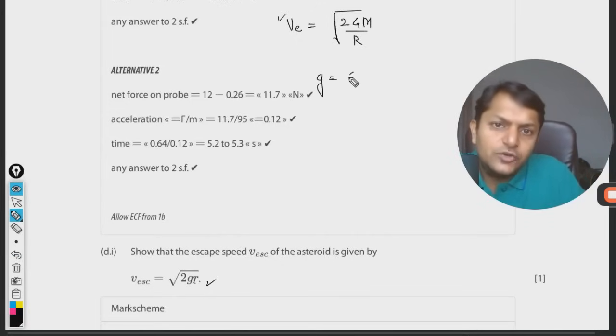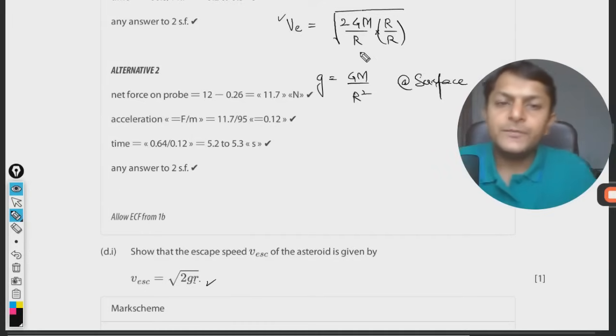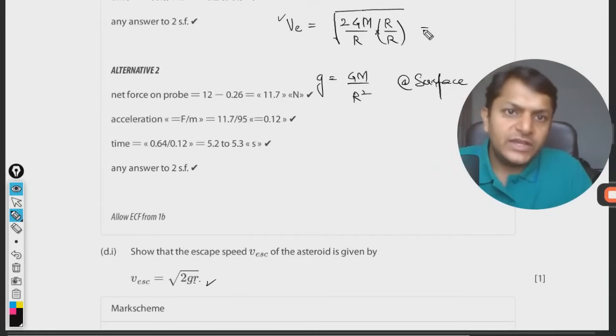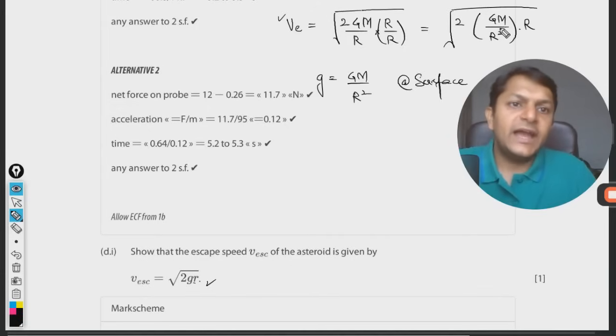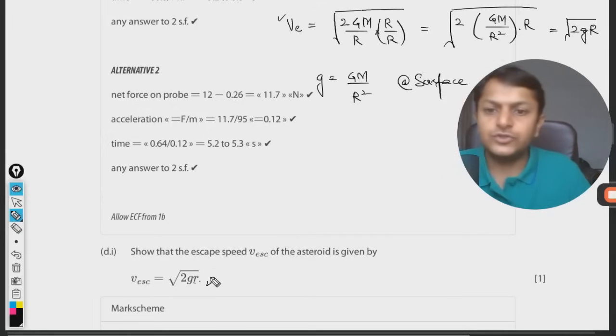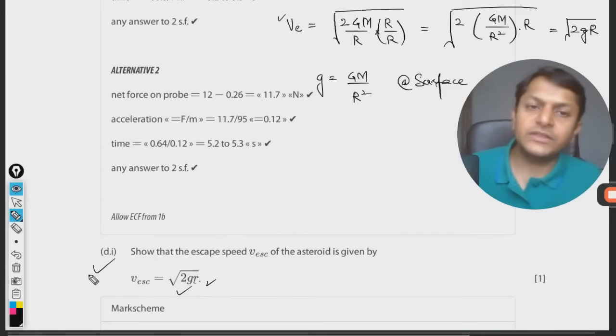Now g value can be written as GM divided by r square at the surface, and so I want to find GM by r square. So what I do here, I multiply both sides within the square root, the numerator and the denominator, with r, and so this becomes r square. So we can club it like this: 2 GM divided by r square into r, square root, and this GM by r square can be written as g, and there you are, this is root of 2gr. This is what we need to do. It's a very simple derivation, but this is how we do it.